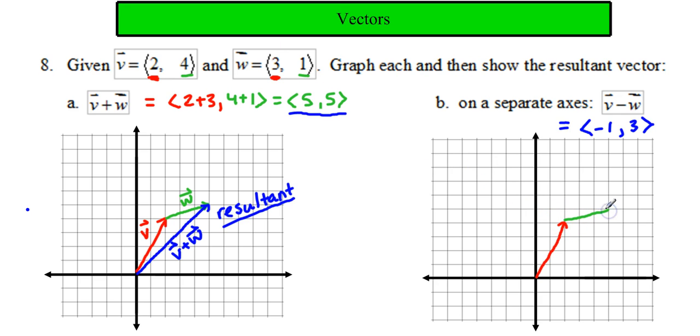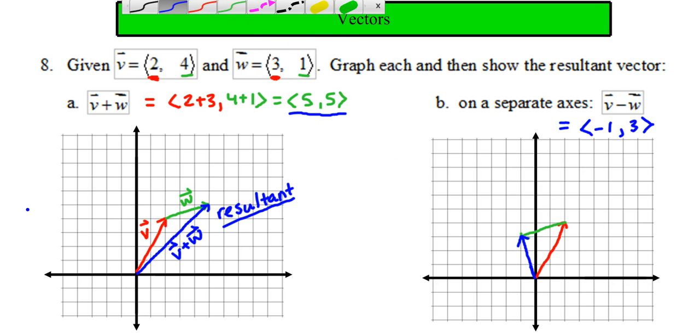So w would actually look like this. But what we want to do is take that vector and just flip it on its head so that it's actually going in the opposite direction. So it looks something like that. And it should take us to negative 1, 3. So let's just plot it and make sure that it does. Negative 1 in the x direction, 3 in the y direction gives us a resultant vector of this.